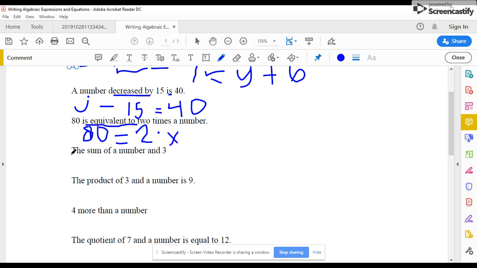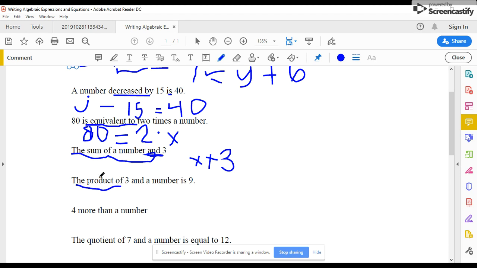Yesterday we talked about the sum of. If you look on your sheet, the sum of is under plus, but we don't ever start with a plus sign. If you remember, we talked about looking for the word and is where the plus is going to go. So we're going to start with a number, and then we're going to add 3, x plus 3.